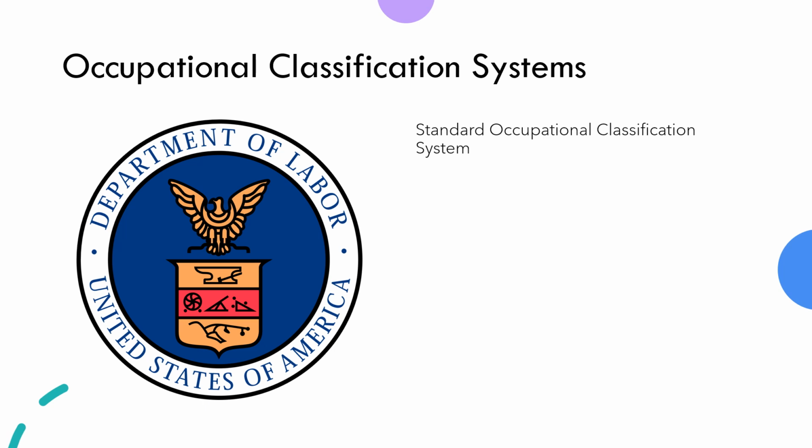So occupational classification systems are pretty important, and the Standard Occupational Classification system, which was last updated in 2018, is the federal system that's used by the Department of Labor, and it is a numerical method of categorizing careers. And you may think, well, why do we even need to do that? Well, it actually makes a lot of sense.